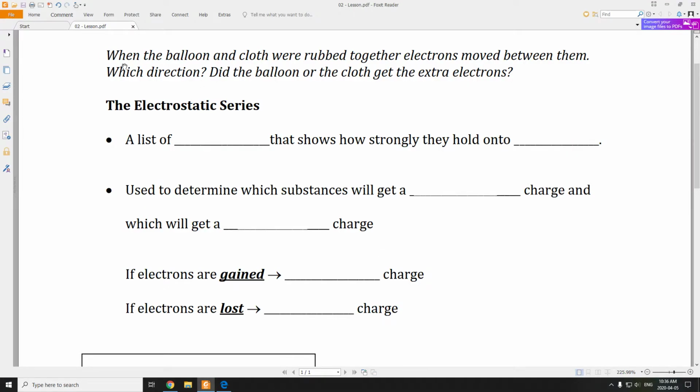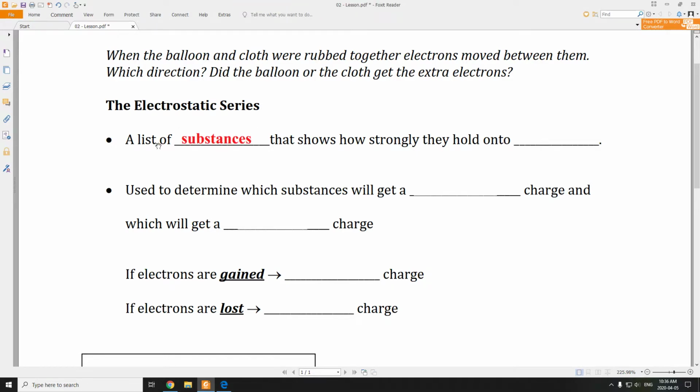So this is really the question we're answering. When the balloon and cloth were rubbed together, electrons moved between them. Which direction? Did the balloon or the cloth get the extra electrons? Well, we can see that it was the balloon, but how could we have guessed ahead of time? All right, so that's where we use the electrostatic series.